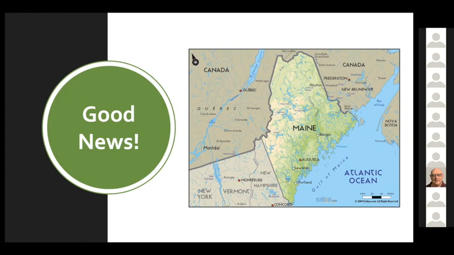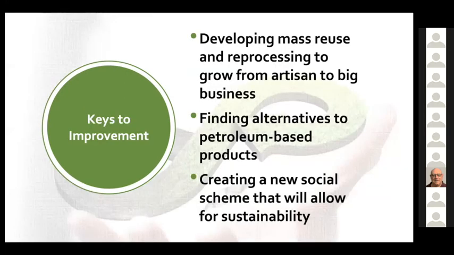We need to reduce, we need to reuse, we need to reman, and we need to develop mass reuse and reprocessing. It's an artisan business right now. The people that run the different businesses that remake product, that's all artisan. How do we do that in big business? How do we do that with major corporations and get the money and get the machinery and make it work so that we take these waste streams and we turn them into good products of something else?